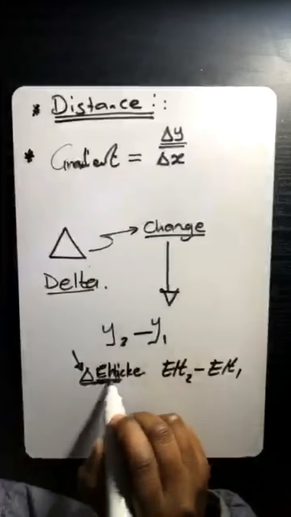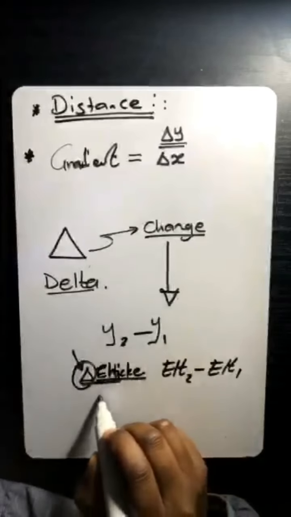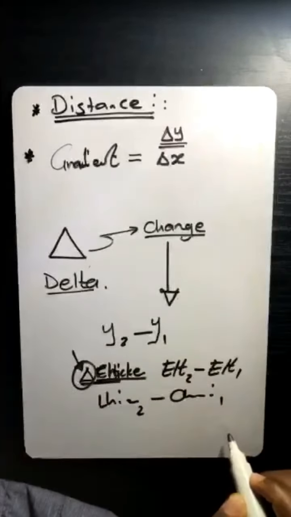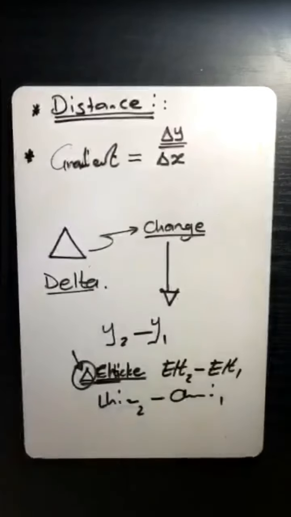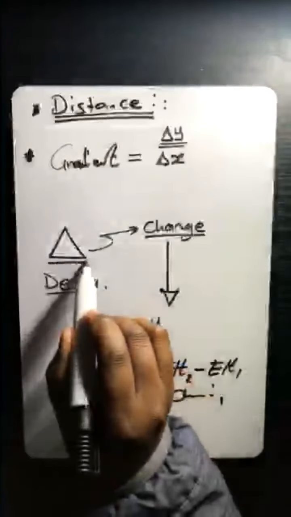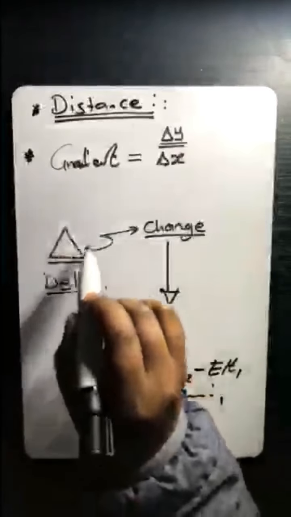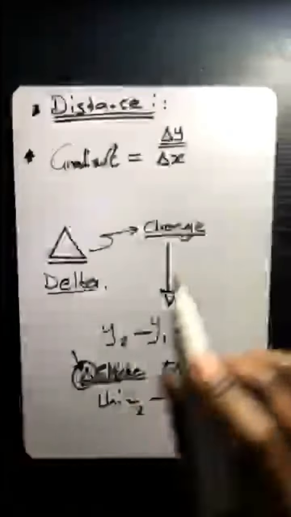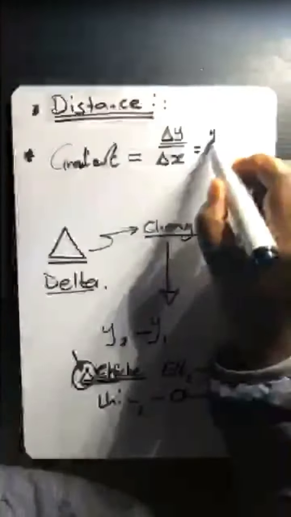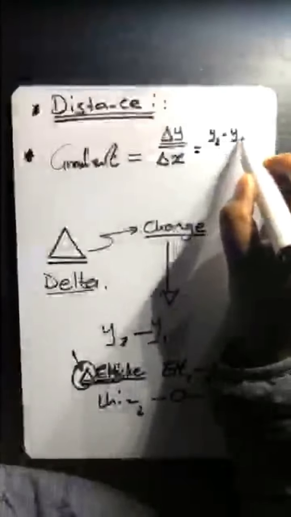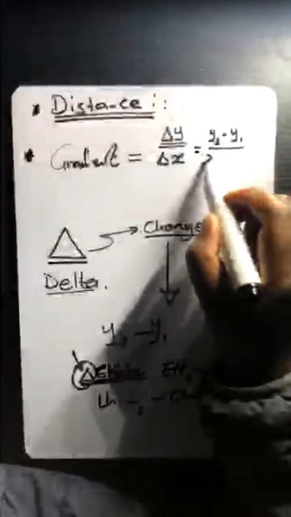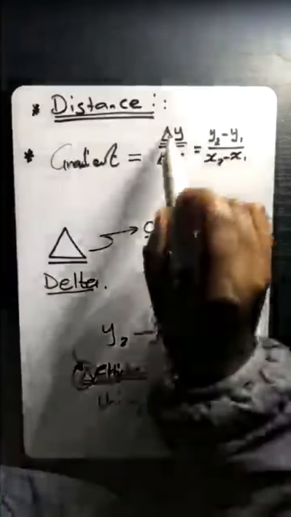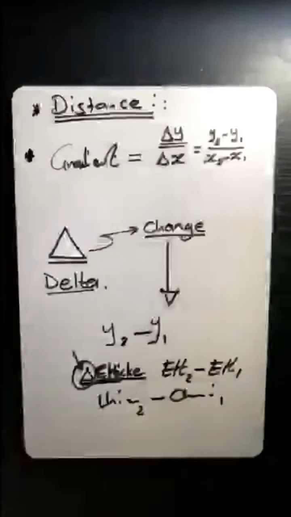The moment there is a change attached to that, it simply means chicken 2 minus chicken 1. So, good people, what I'm trying to explain is that the moment you see that, just ask yourself, what is this attached to? In that case, it is attached to y, which means the formula, when we expand it, is going to be y2 minus y1 over x2 minus x1. So always when you see that, you know you are dealing with a change.